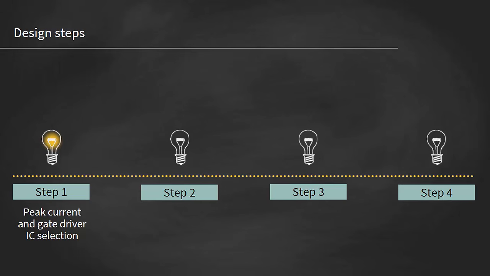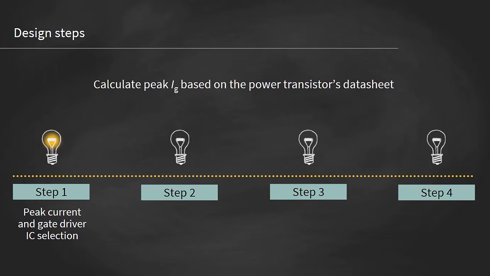The first step is to select the peak output current capability of the driver IC. The starting point is the datasheet of the power transistor that will be driven. The device performance presented in the datasheet is a best-case reference with a highly optimized gate driver layout, but it is generally a good starting point. The result of this phase consists in obtaining the required peak output current value for the gate driver selection.